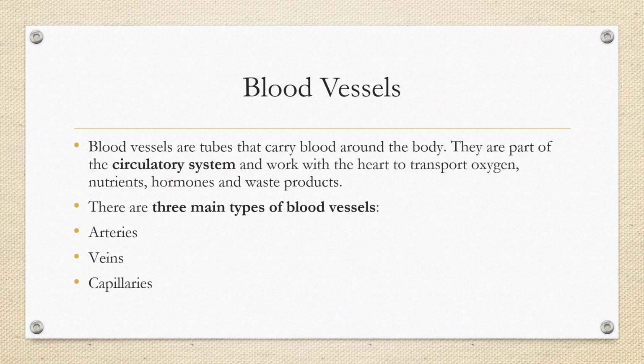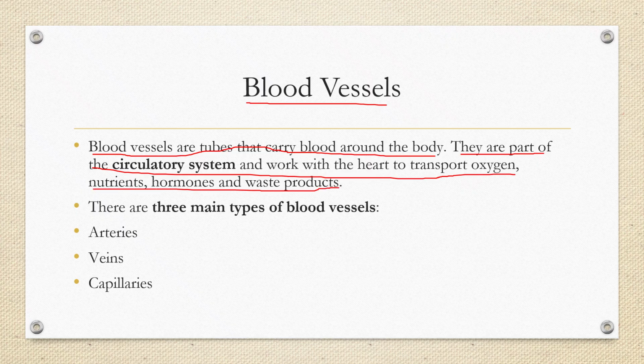Now we can start our second objective, and the topic is 9.3 blood vessels. What do you mean by blood vessels? In the previous lecture we already discussed this. Blood vessels are the tubes that carry blood around the body. They are part of the circulatory system and work with the heart to transport oxygen, nutrients, hormones and waste products.